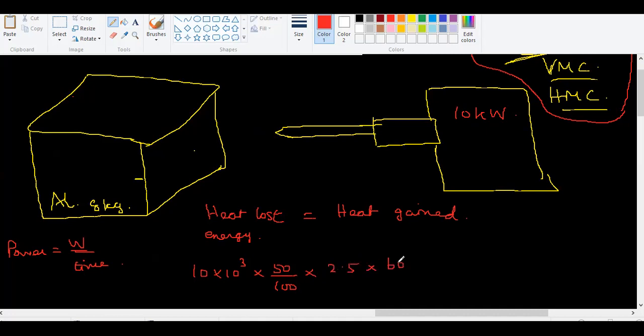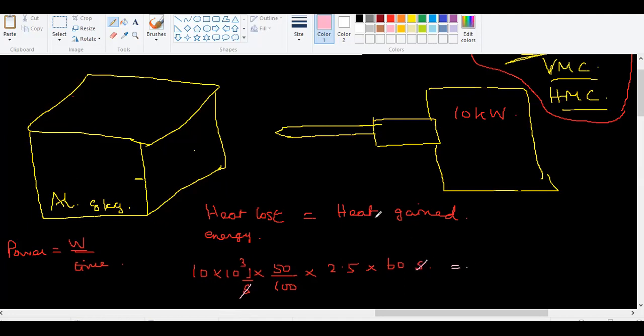Because I'm converting into 60 seconds. So this will be joule per second, right? Power is nothing but joule per second. This will be in seconds. So seconds will cancel. Efficiency does not have any units. So seconds and seconds will cancel, and I'll be getting the answer in joules.